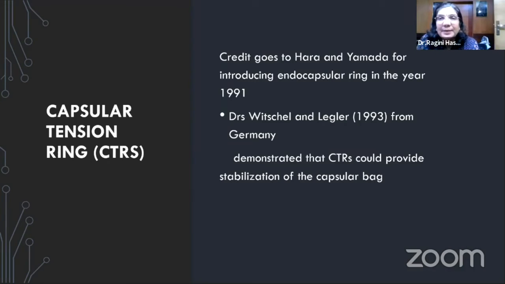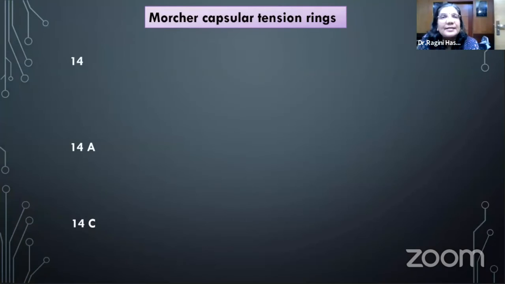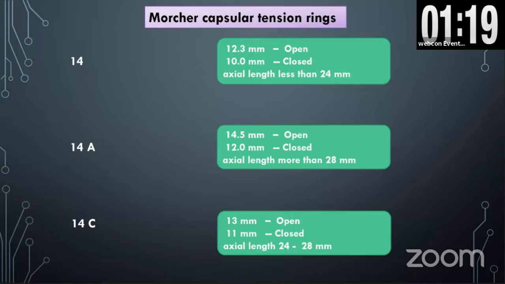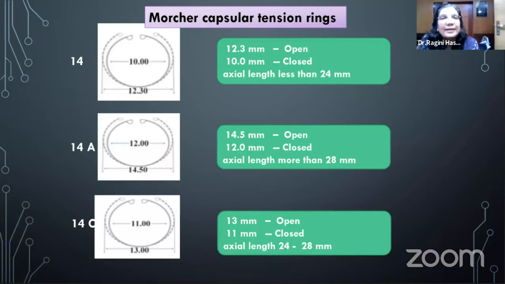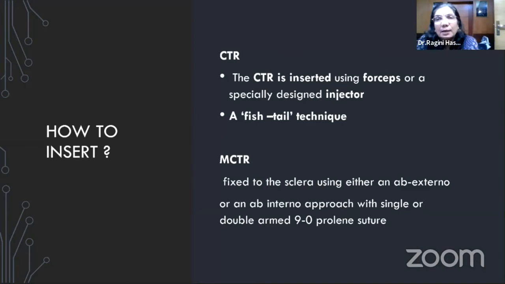Capsular tension rings have been described in so much detail by KP, and they have changed the way that subluxated lenses, cataracts, are being treated. He has already described the various sizes, open and closed loops. Now, when do you insert it and how do you insert it? They are simply inserted with the use of forceps. They have these eyelets which can be used with a Sinskey hook, and they can be inserted very well.